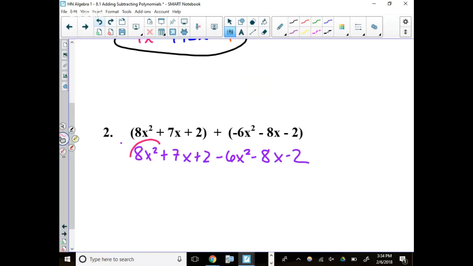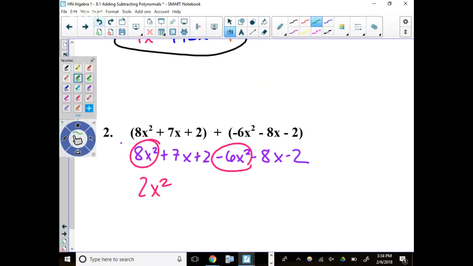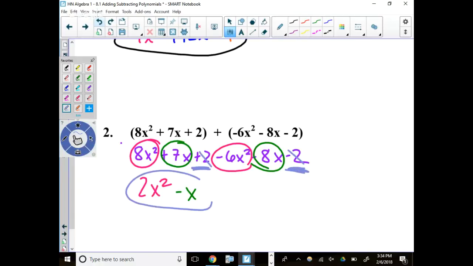All right, so 8x squared minus 6x squared, 2x squared. 7x minus 8x, negative x, okay? And then constants, plus 2, minus 2, those actually give us 0, so this would in fact be our final answer.